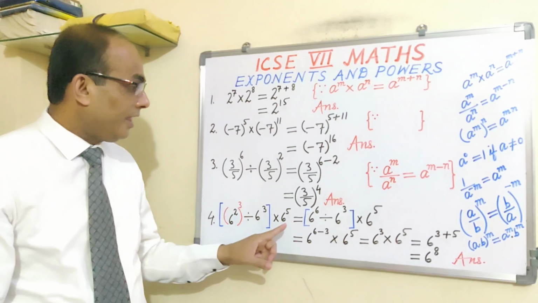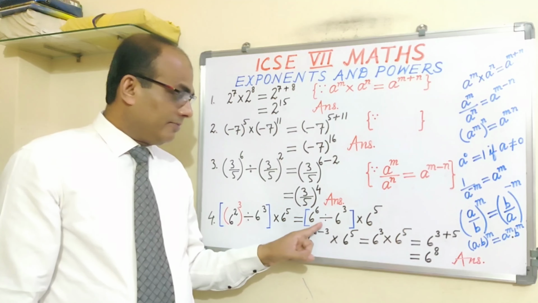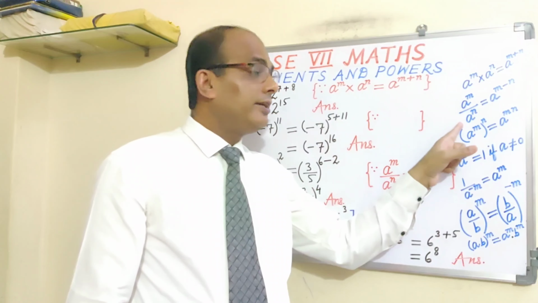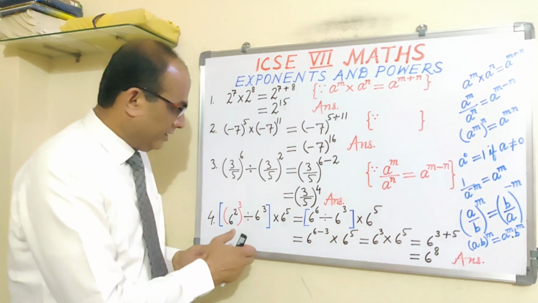Okay. Now see, a raised to the power m divided by a raised to the power n, which formula? This one. a raised to the power m divided by a raised to the power n is equal to a raised to the power m minus n. So this much.